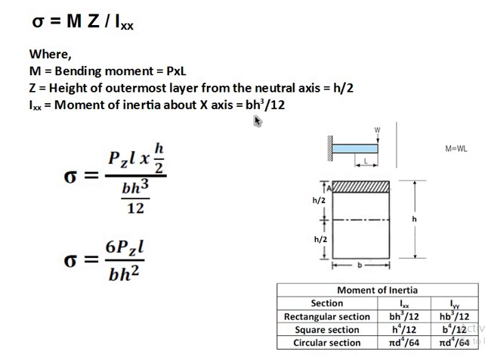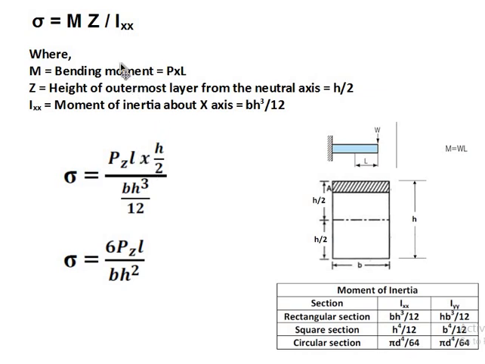Then the moment of inertia about the x-axis. For a rectangular section, it is b h cube divided by 12. If it is the other axis, that is the z-axis, it is h b cube divided by 12. Similarly, for a square section, it is h power 4 divided by 12. About the other axis, it is b power 4 divided by 12. In case the cross section is circular, it is pi d power 4 divided by 64.